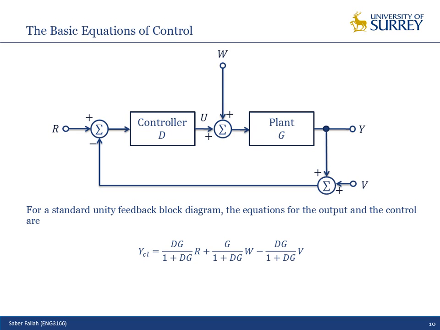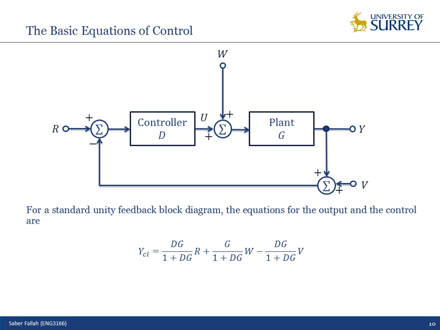It was when you combined DG, it went to minus DG. If you look from Y to V, what is in your feedforward path? Start from V after the summing point. The first thing you will see is minus. Minus goes to D, so I will have minus D.